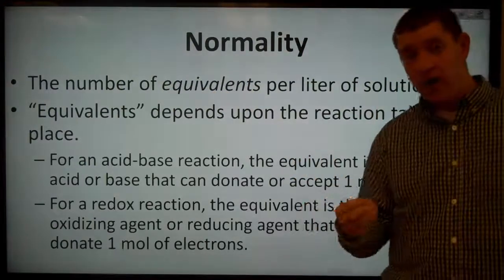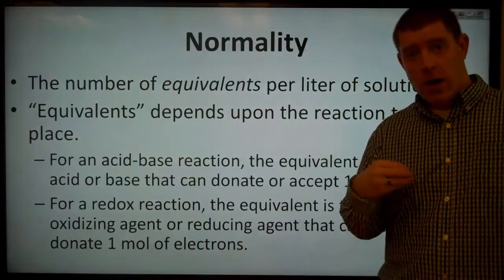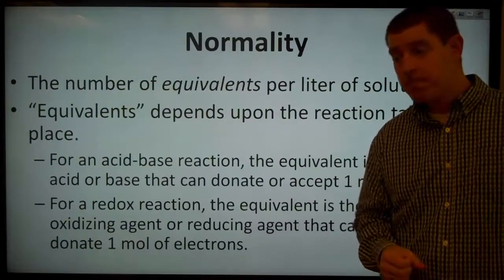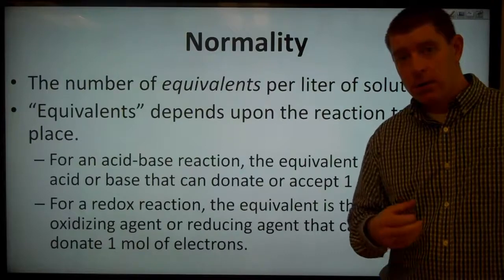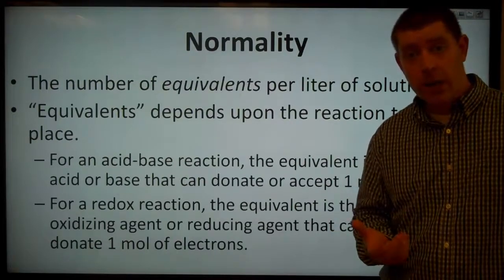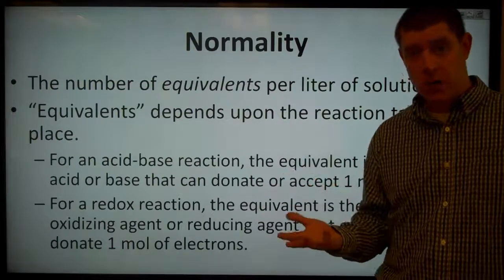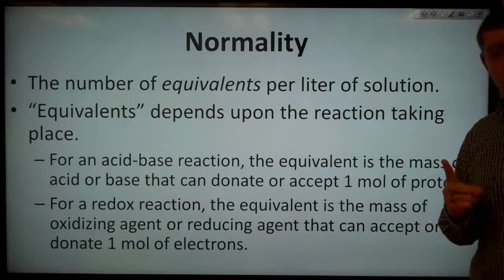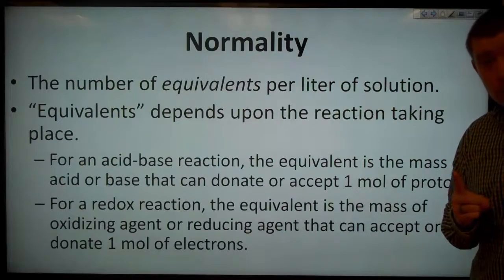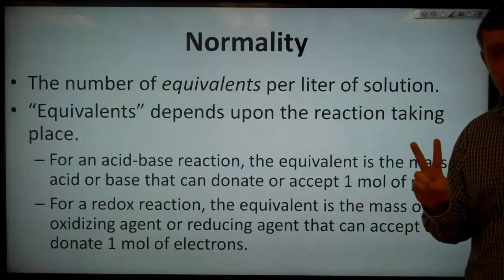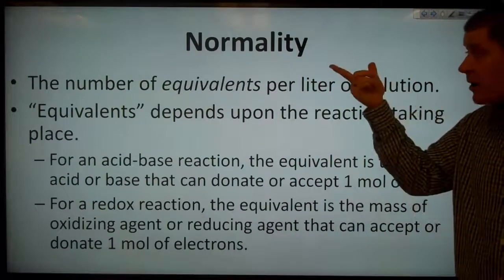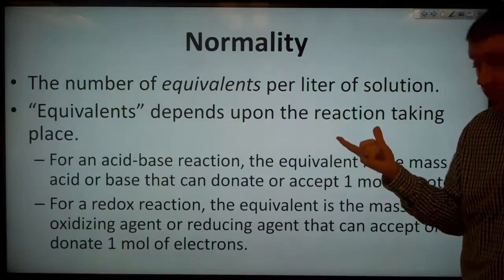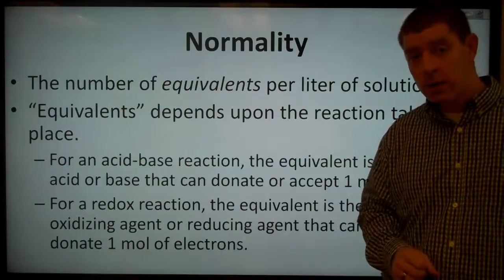On the other hand, if you have a polyprotic acid, let's say something like sulfuric acid, H2SO4, that has 2 protons it can donate. So for every 1 mole of sulfuric acid, you have 2 equivalents. And that means that the normality will be double the molarity in the case of sulfuric acid.